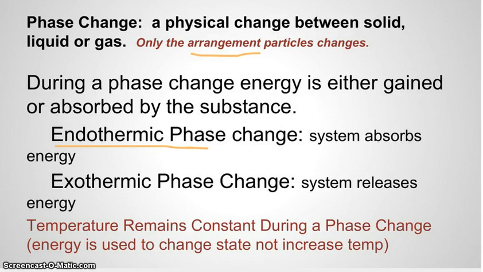We also have exothermic phase changes. Again, look at the prefix there, exo, exit. That means the energy is coming out of the substance. So this system would be releasing energy. The energy is coming off of it.